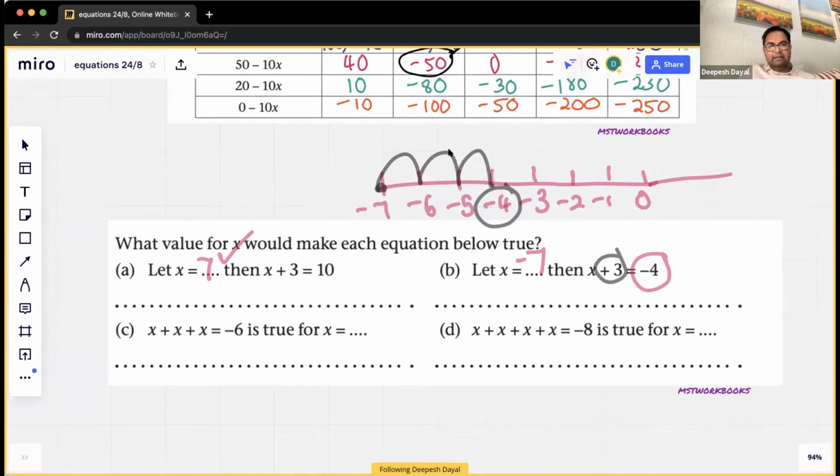What's the next answer? C. X plus X plus X equals minus 6. What must the value of X be in order for us to get minus 6? 2, sir. But 2 plus 2 plus 2 is 6. Yes, sir. So they want minus 6. Oh, it's going to be negative 2, sir.